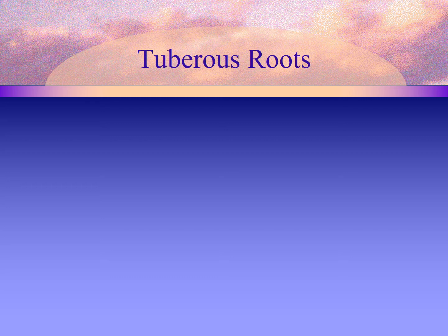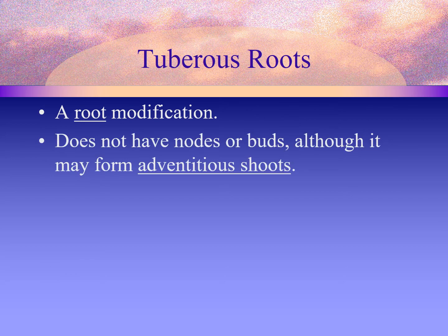Another specialized plant part is a tuberous root. So tuberous roots are root modifications. They do not have nodes or buds, although tuberous roots may form adventitious shoots. They are used for food storage in a similar way that a tuber like a potato is used for food storage. Two examples of plants that make tuberous roots are sweet potatoes and dahlias.